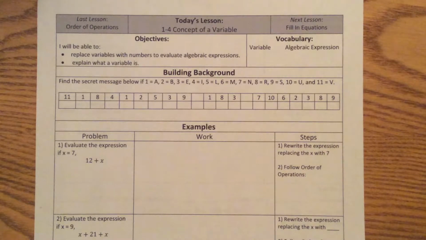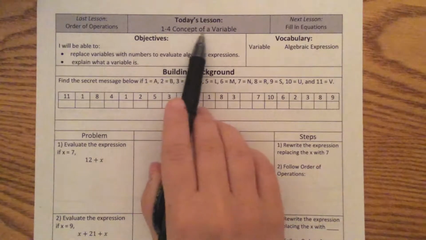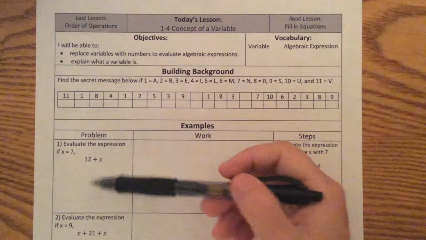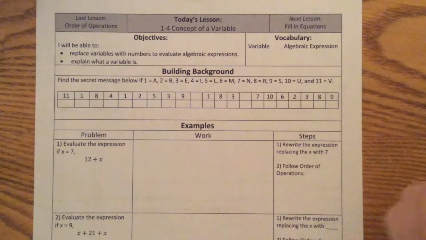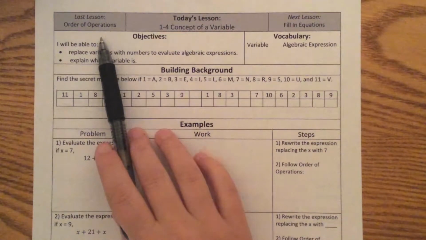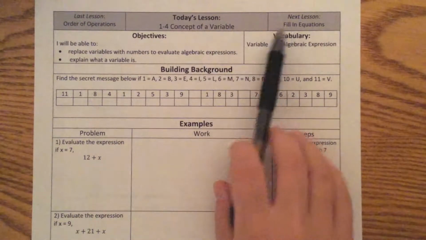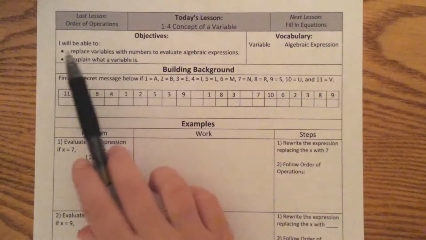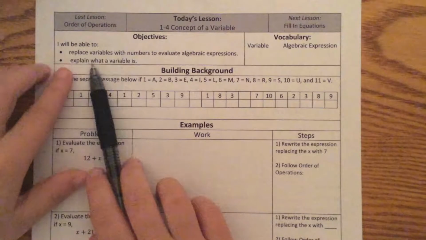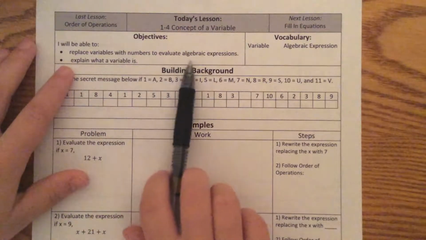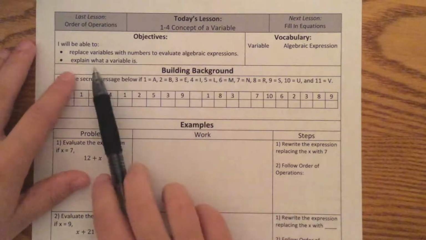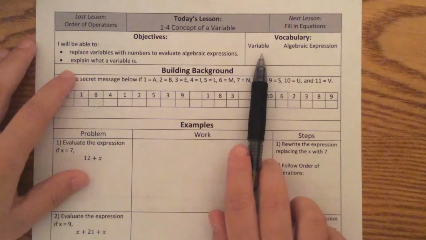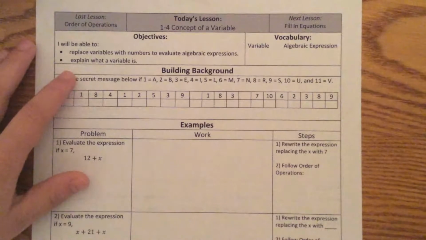Alright, welcome to 1-4. We're doing a concept of a variable today. We just finished order of operations, which we will be using if you look at the examples. We're still going to do order of operations today, but now with some variables. Our next lesson is going to be fill-in equations. So our objectives today: I will be able to replace variables with numbers to evaluate algebraic expressions and explain what a variable is. We have two vocabulary words, variable and algebraic expression.